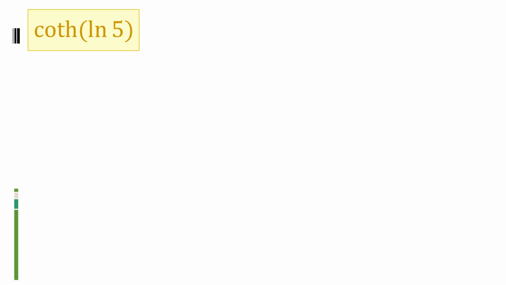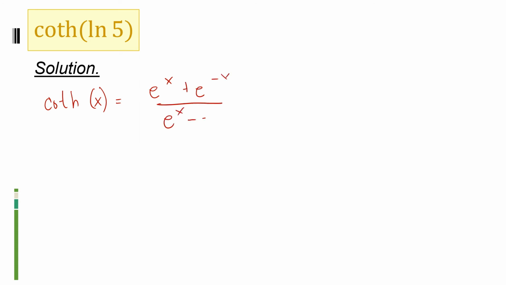For the hyperbolic cotangent of ln 5, we have hyperbolic cotangent of x equals e raised to x plus e raised to negative x over e raised to x minus e raised to negative x.